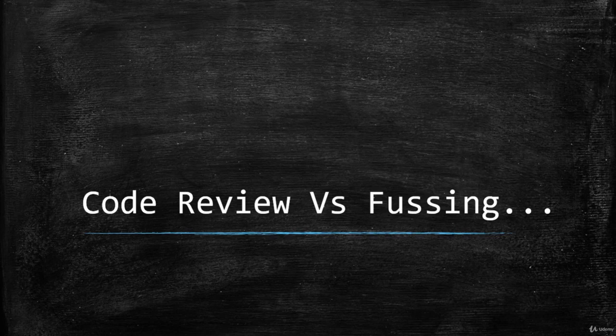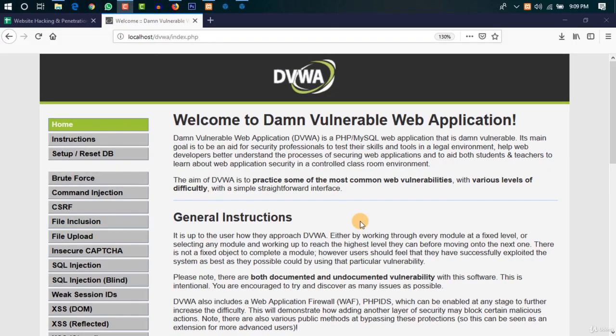We will be talking about the difference between source code review and fuzzing. These are two terms which you will hear a lot in this industry, and they depend on the type of penetration testing you are doing. Web application penetration testing can be done in three major types: black box testing, white box testing, and gray box testing.